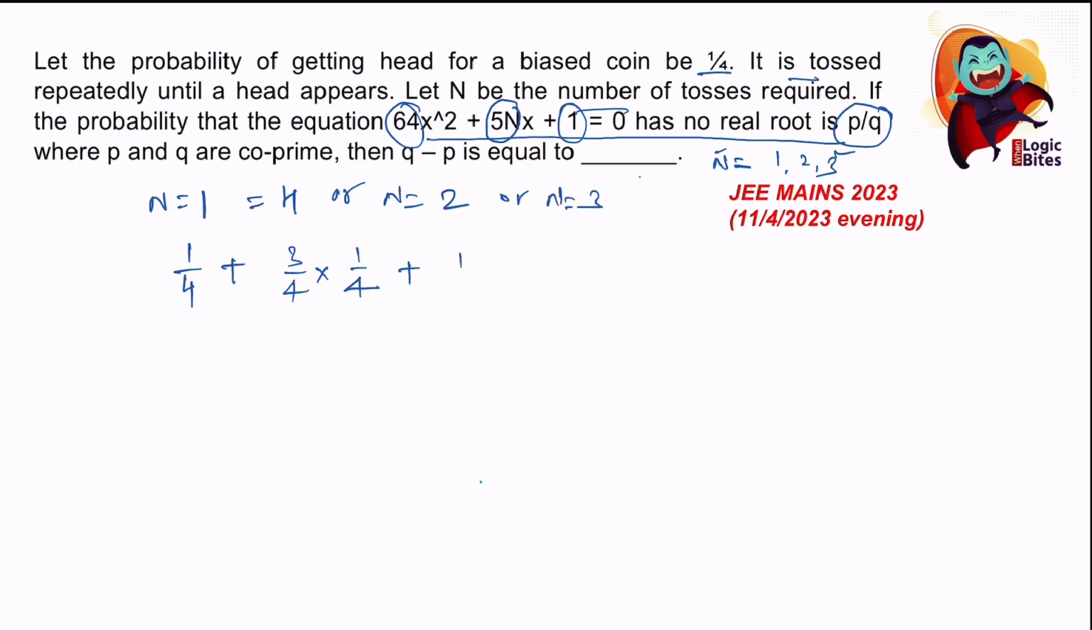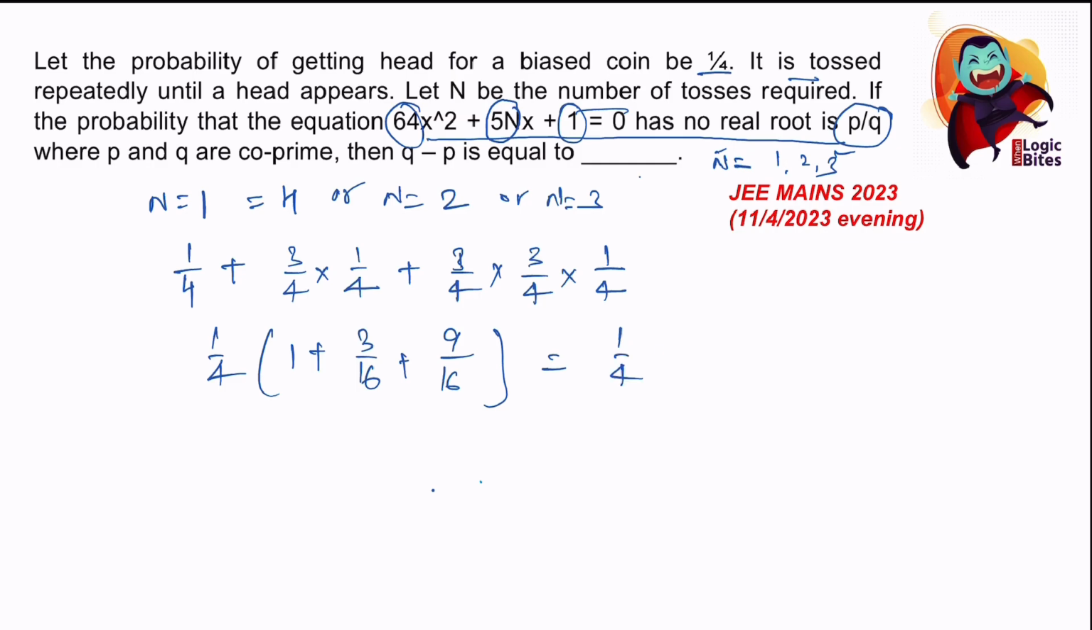So first time we are not getting head, so it will be 3 by 4. Second time also we are not getting head, 3 by 4. And third time we are getting a head, so 1 by 4. 1 by 4 can be taken out common, so it will be 1 plus 3 by 16 plus 9 by 16. It can be solved.